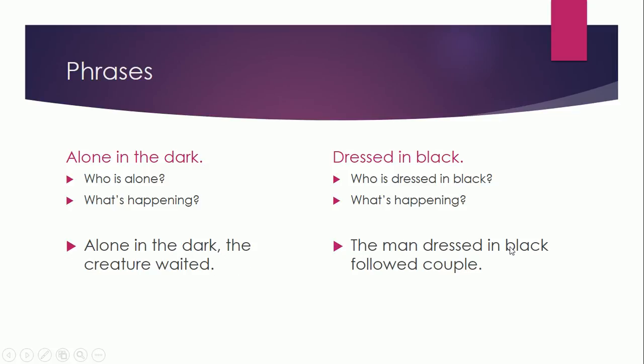Now we have "the man dressed in black followed the couple." Well, here, dressed in black is an adjective, just like over here. And dressed in black is modifying a noun. What noun is it modifying? It's modifying the man. So dressed in black has to be right next to the man. It could go in front. It could say, "Dressed in black, comma, the man followed the couple." But it has to go right next to it because it is an adjective.